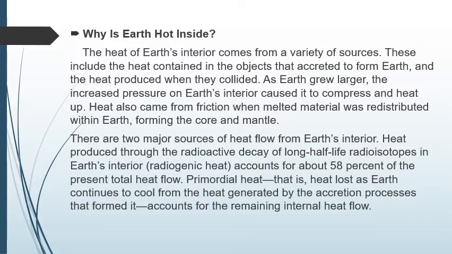There are two major sources of heat flow from Earth's interior. Heat produced through the radioactive decay of long half-life radioisotopes in Earth's interior, radiogenic heat, accounts for about 50% of the present total heat flow. Primordial heat, that is, heat loss as Earth continues to cool from the heat generated by the accretion processes that form it, accounts for the remaining internal heat flow.